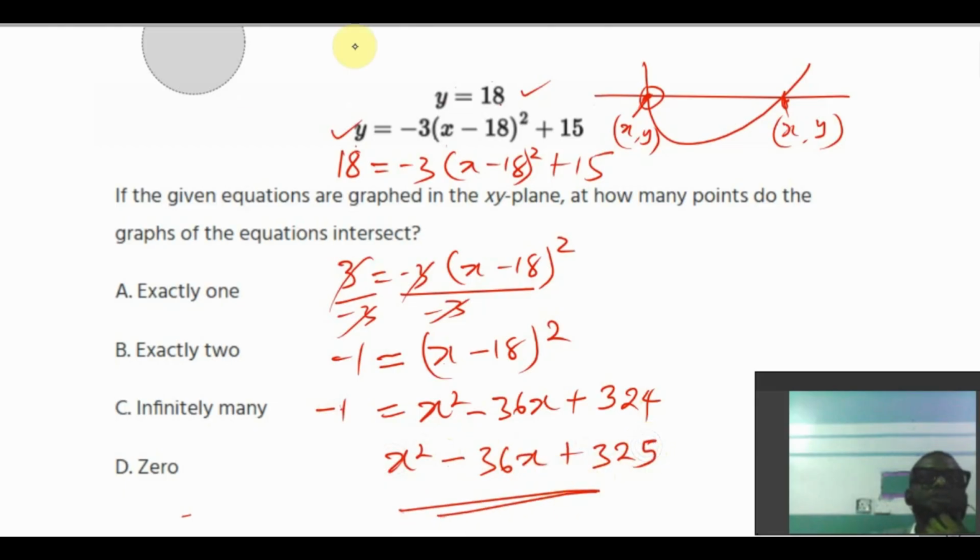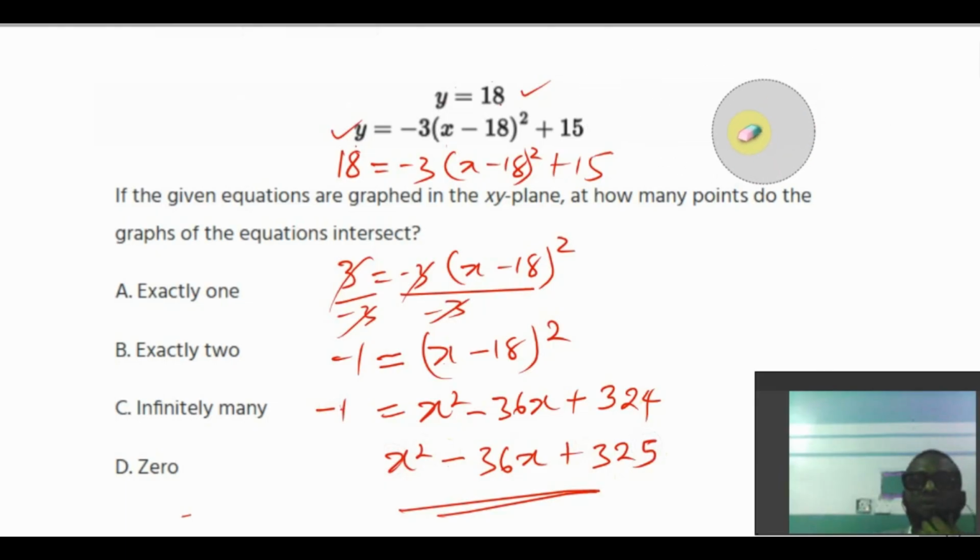In this quadratic expression, we need to know the kind of root it will have. It can have only one root, that is 1 point of intersection. It can as well have 2 points of intersection. It can as well not have any point of intersection. But that all depends on the value of the discriminant D, which is b squared minus 4ac.